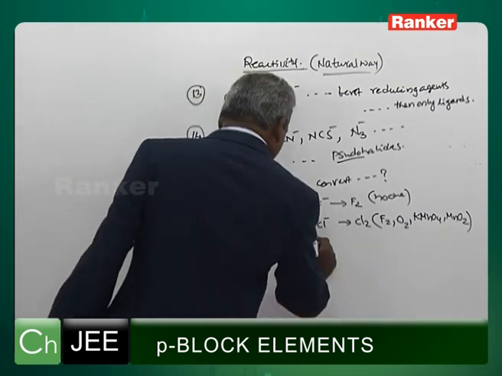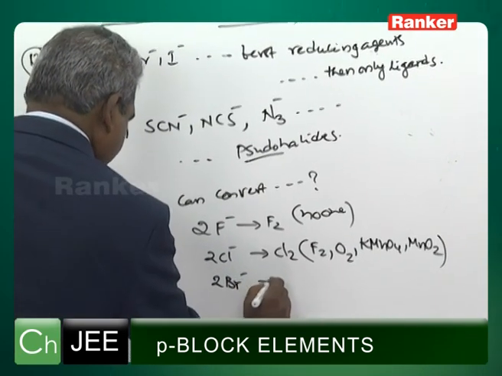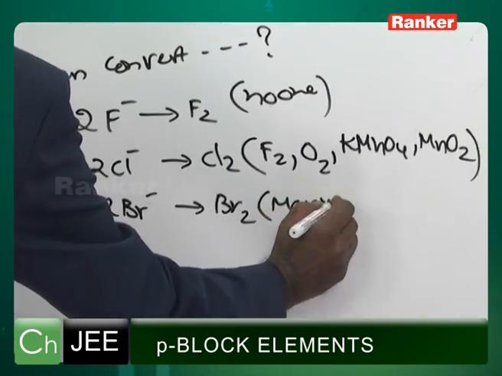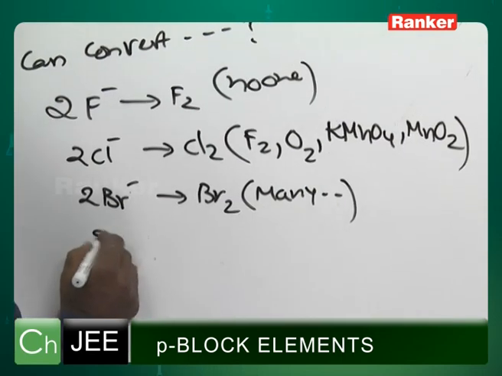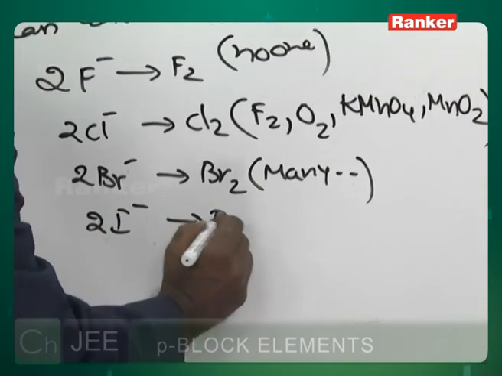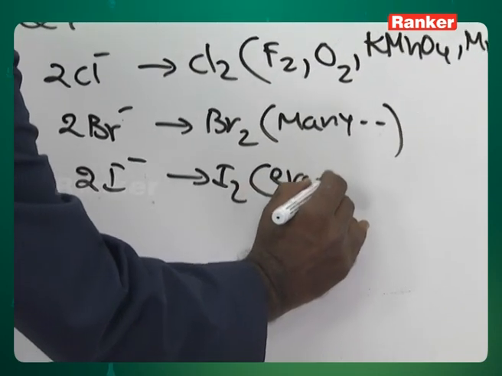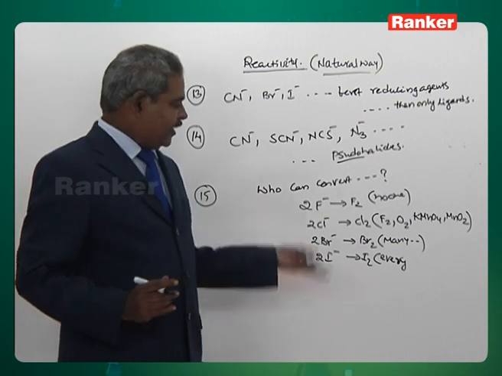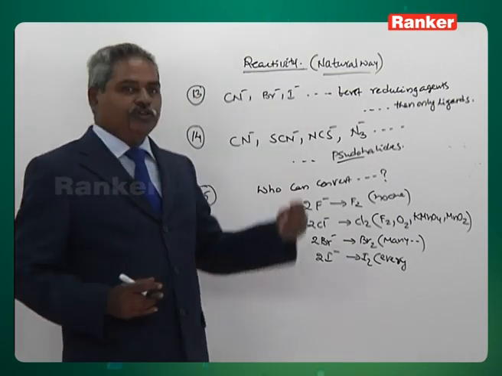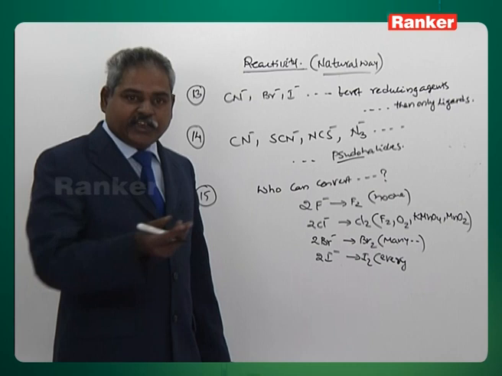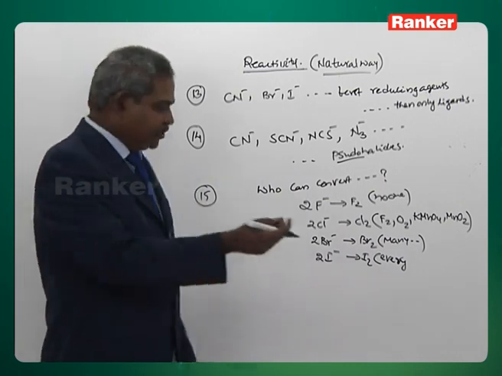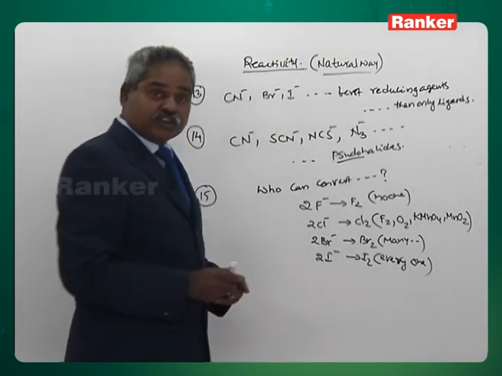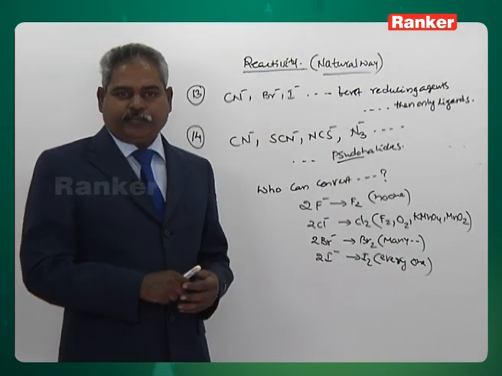But Br minus to Br2, who can convert Br minus to Br2? Many people. There are many people in line. I perhaps cannot give the list. Many. I minus to I2, everyone. Anyone who is interested in removing electrons can take my electrons, because I minus itself is ready to lose electrons. I minus volunteers electrons. Please take my electrons. Everyone. So, everyone means everyone who is interested in taking electrons. If you are not interested, you won't take.